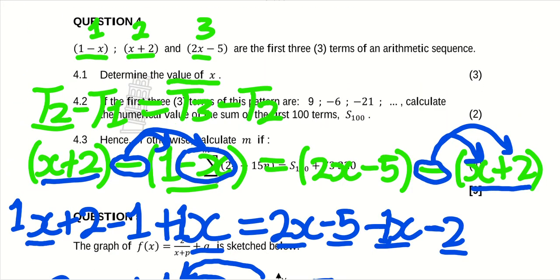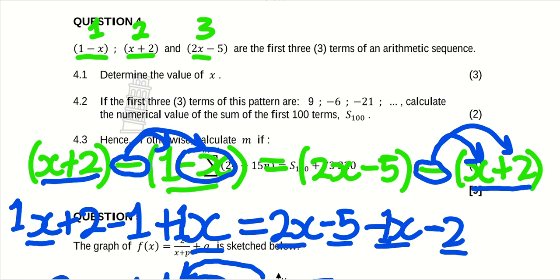So let's check out 4.2. Here they say the first three terms of this pattern are 9, negative 6, and negative 21. This is not a different pattern, guys. It's the same pattern as the one we were given in the statement above. The only difference is that the pattern in the statement is not completely numerical values. It consists of variables, a mixture of numbers and variables. But this one they gave us in the form of numerical values.